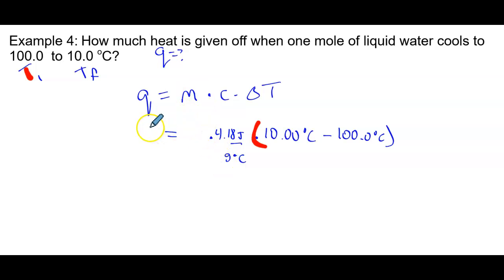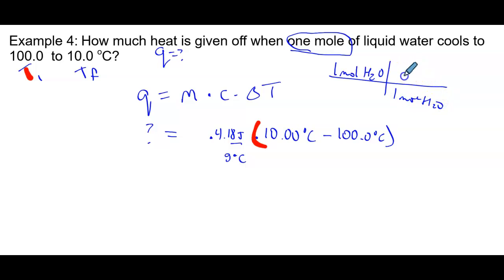And we're looking for Q, so we must have mass. Okay, so we need to think about mass. We know we have 1 mole, that's a quantity, right? 1 mole of H2O, liquid water. We can get to grams, can't we? Because we know 1 mole of H2O equals 18.02 grams of H2O, periodic table number. So moles of water cancel. So now we know we have 18.02 grams of water.